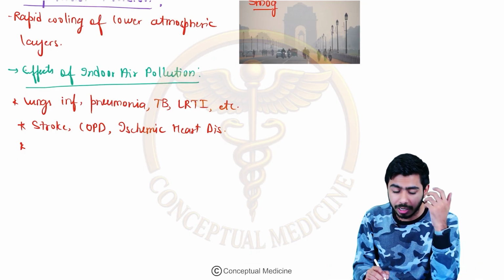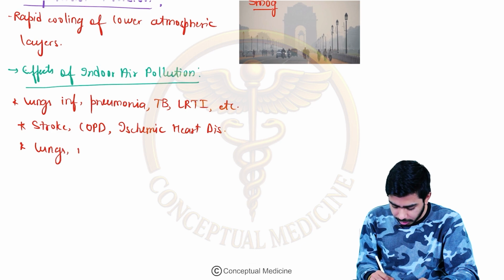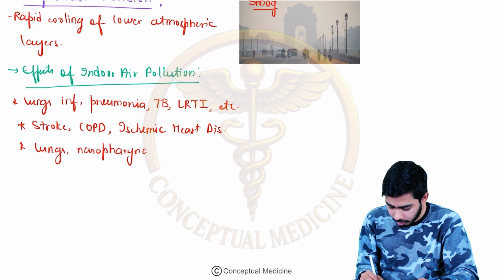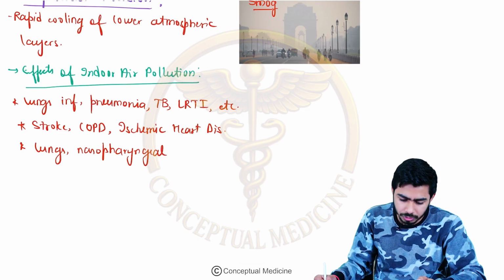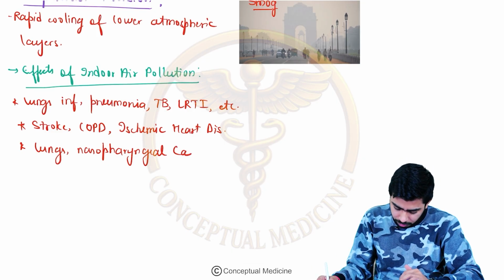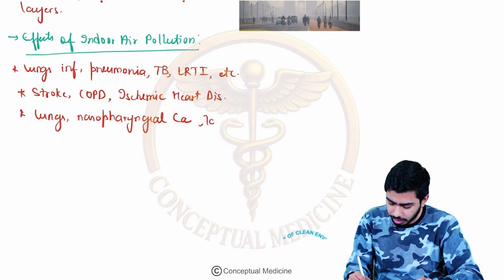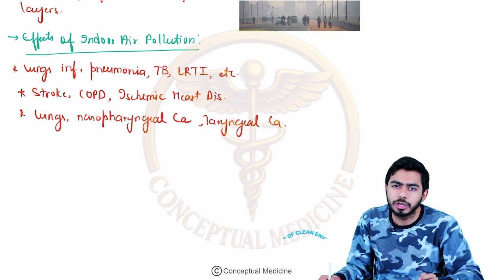There might be carcinoma incidences also, for example lung carcinoma and nasopharyngeal carcinoma, because usually these are the areas where the air, or the pollution, is actually going inside. So these kinds of cancers might appear there. Nasopharyngeal cancer or laryngeal cancer might also occur. So these are some examples you should remember for indoor air pollution.